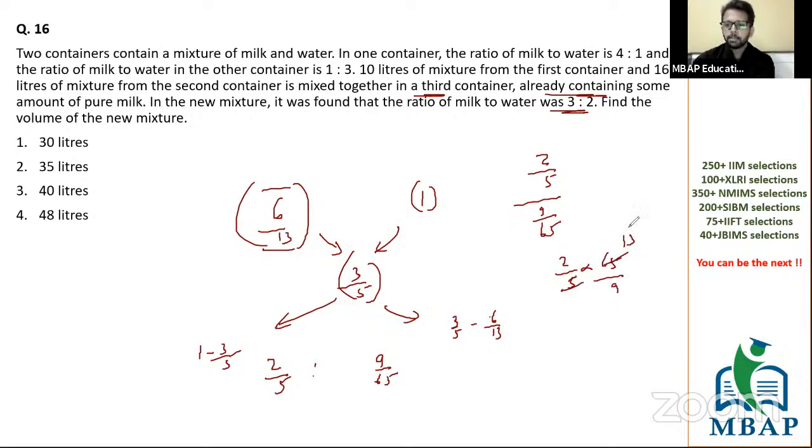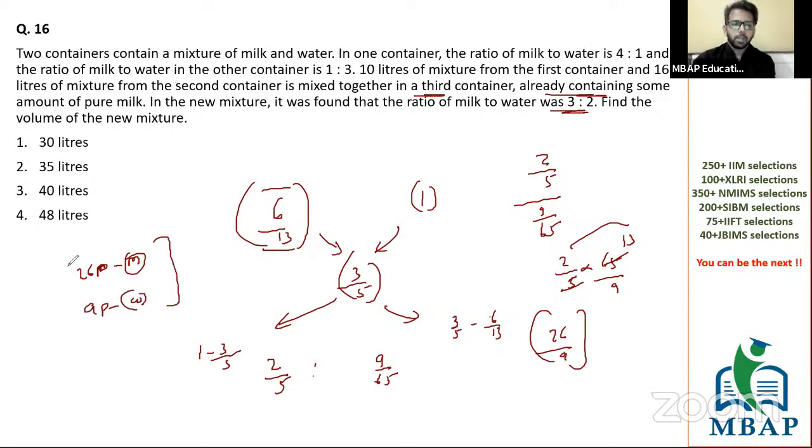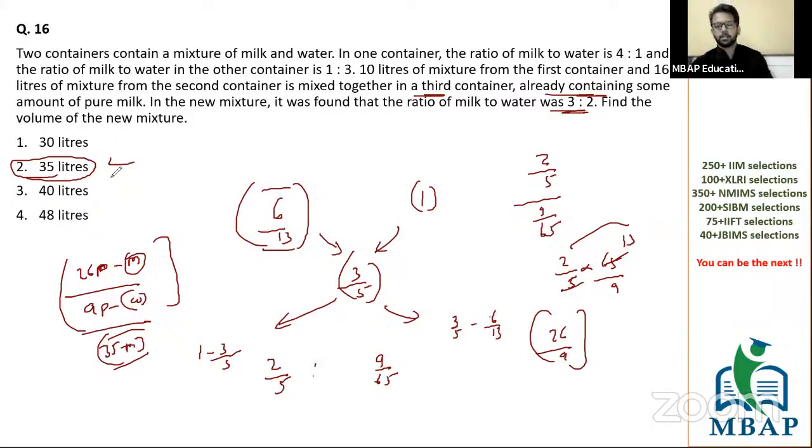So 13 5 is 65, 2 into 13 is 26, and this is 9. So 26 parts of milk will be there, and 9 parts of water will be there. So 26 plus 9, it's a simple thing now. What is the part now? 26 plus 9 would be how much? 26 plus 9 would be as simple as 35 units, or 35 units as a liter, milliliter, whatever is being given to you, you will just mark this. Clear? Is this clear to everyone?